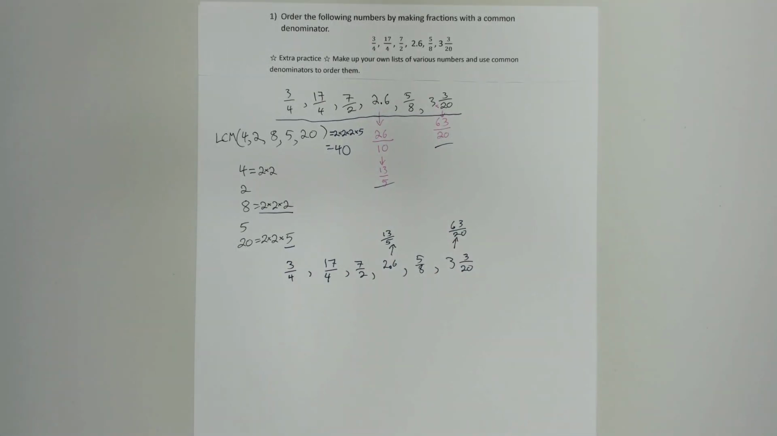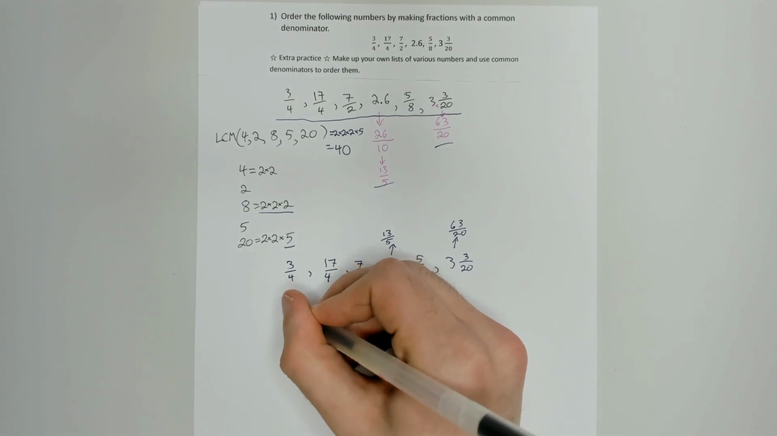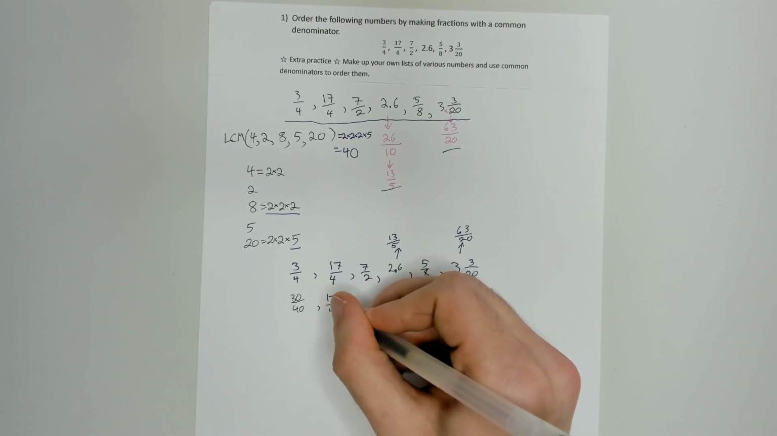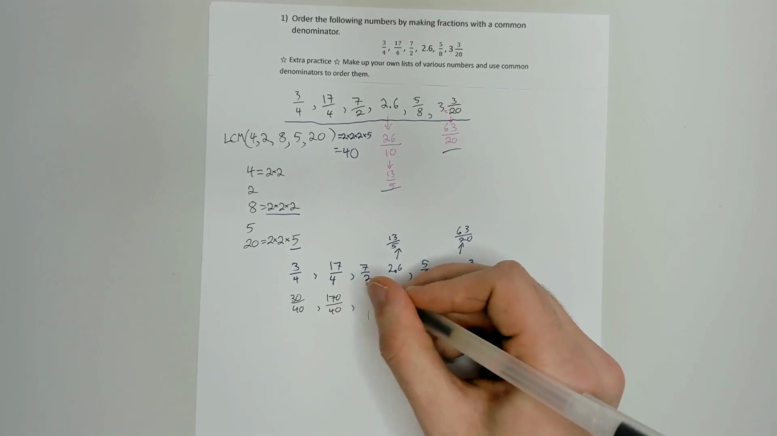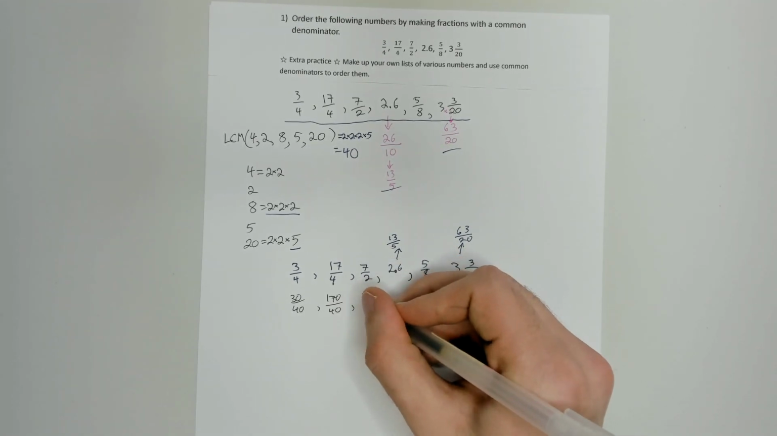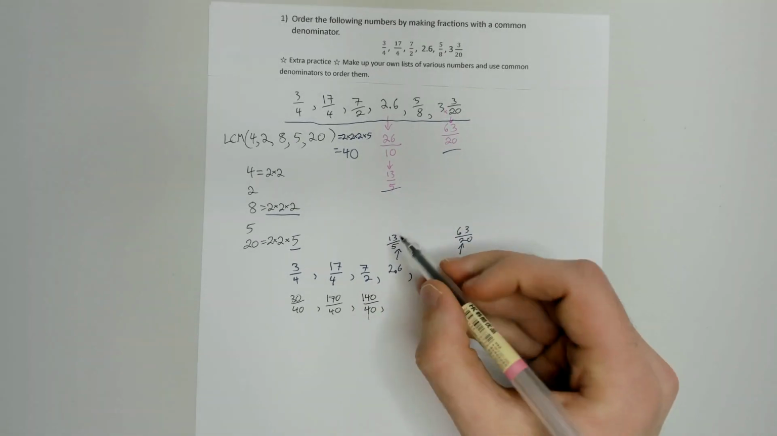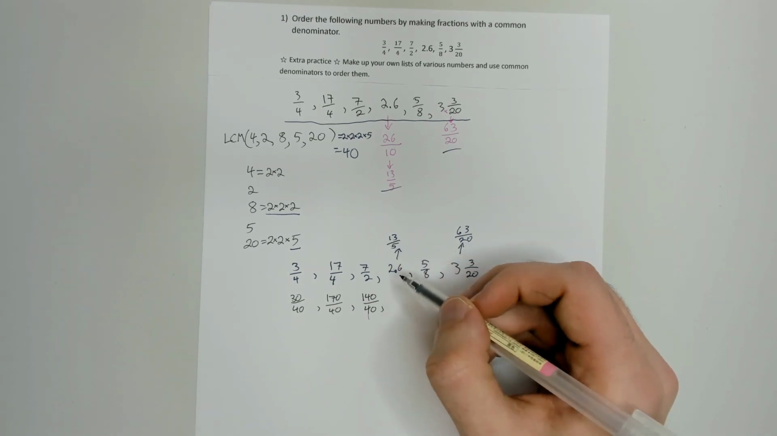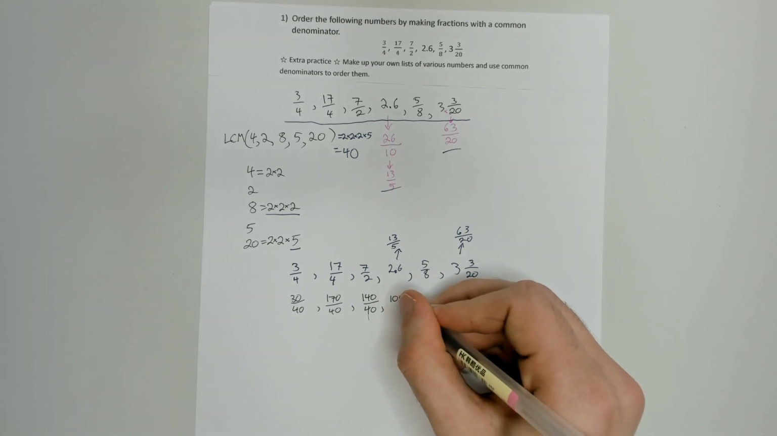So to make 3/4 as a fraction out of 40, we need to multiply by 10, so we get 30 over 40. And over here, once again multiplying by 10, we get 170 over 40. Then we have to multiply these by 20 each, since 2 times 20 gives us 40. So this one is going to be 20 times 7, which is 140 over 40. For 13 over 5, we have to multiply by 8 in order to get 40, since 5 times 8 is 40. So 13 times 8 is 104, and we get 104 over 40.